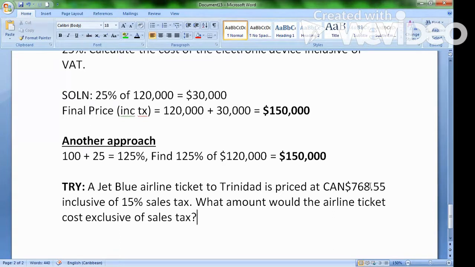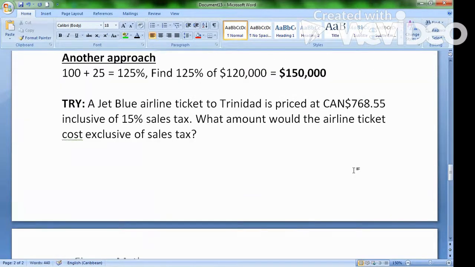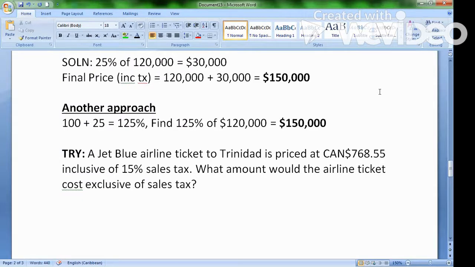Sir, what I did, remember that percentage means out of 100, so I minus the 15% from 100 and I got 85. So I said 85 out of 100 times 768.55. I got 653.27 exclusively. That's the sales tax.